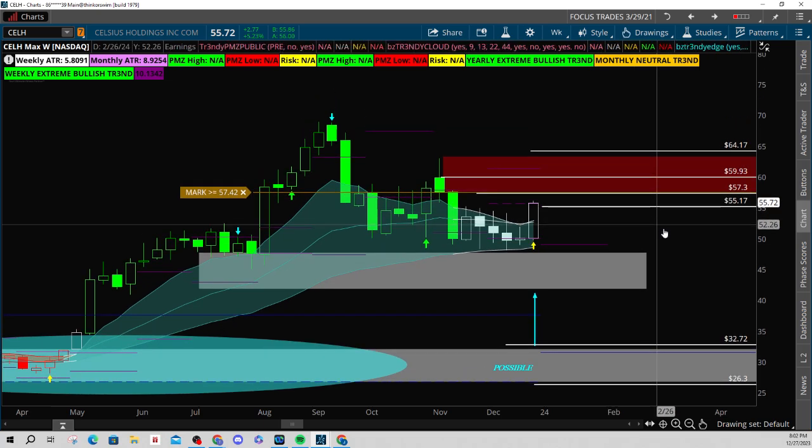So for me, it's more of a scale in type of move. If this, then that. As long as we hold, I want to continue to scale in for these upper targets that I'm showing you.